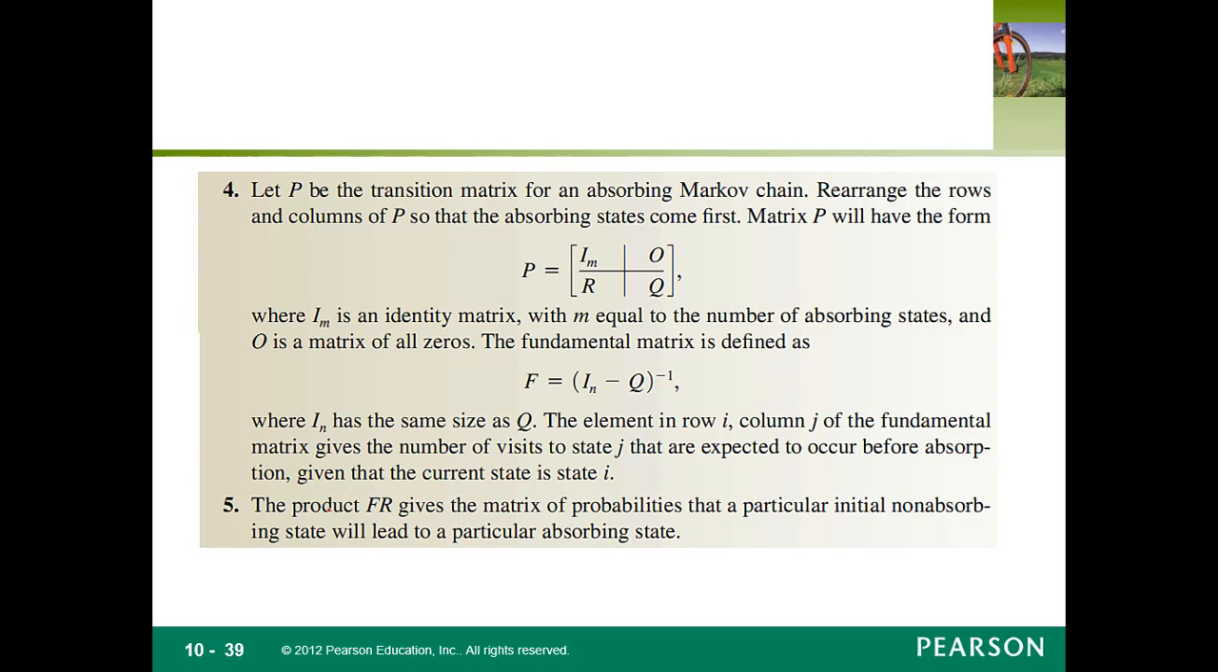The product FR, so F times R, gives the matrix of probabilities that a particular initial non-absorbing state will lead to a particular absorbing state. Again, this may make no sense to you right now, but we're going to do some examples here.